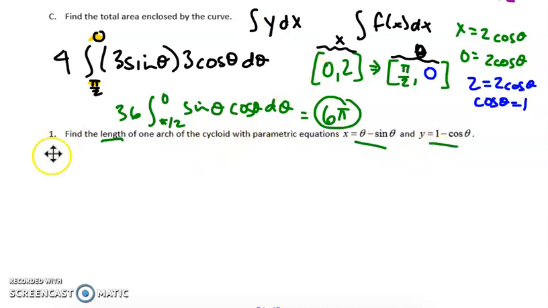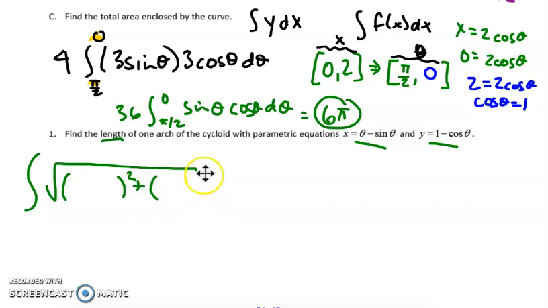So we go to parametric arc length, which is the integral of the square root of dx dt squared plus dy dt squared. And then we have a d theta out here instead of a dt like we did in our last lesson on day one. So we need to find dx d theta. I meant dx d theta squared and dy d theta squared, excuse me.